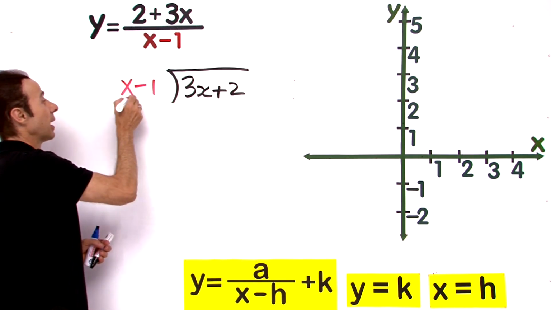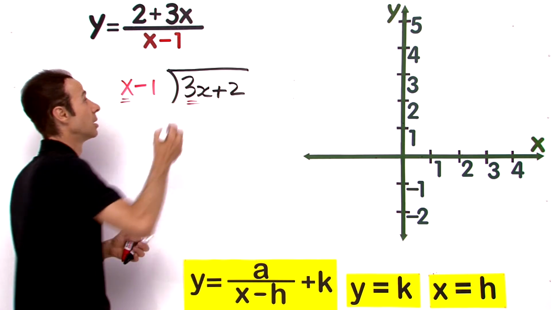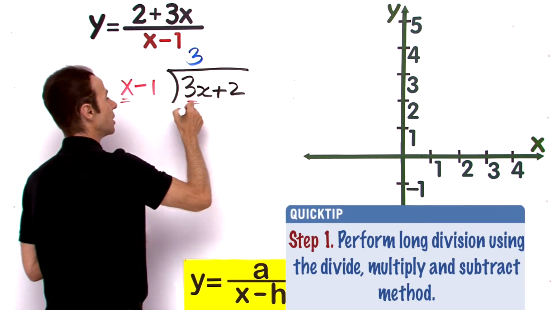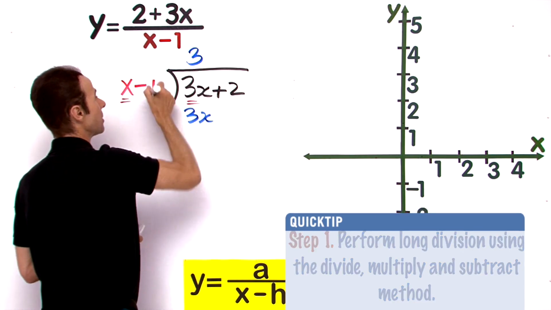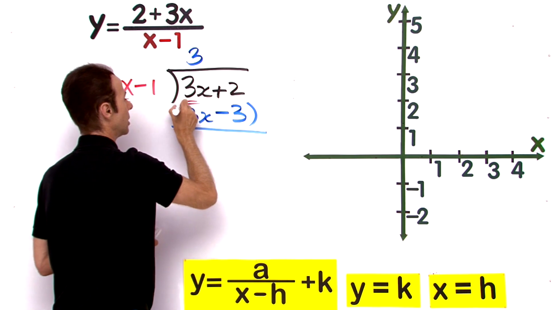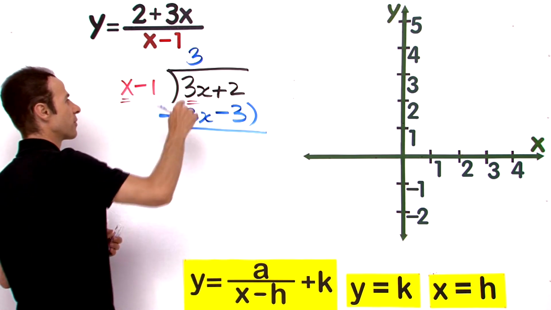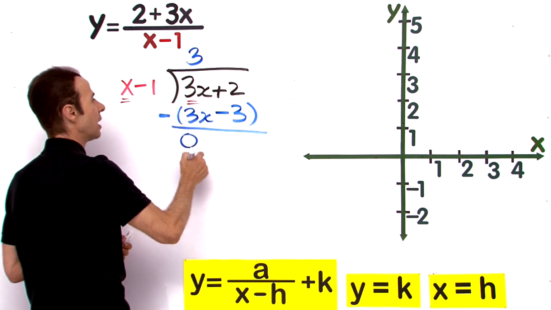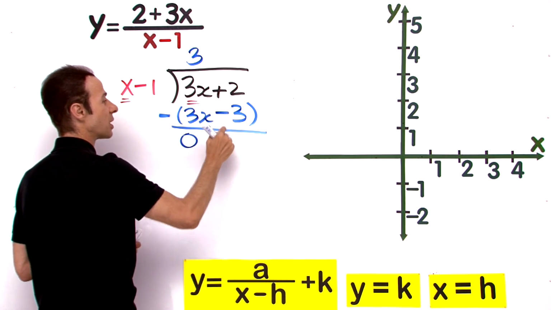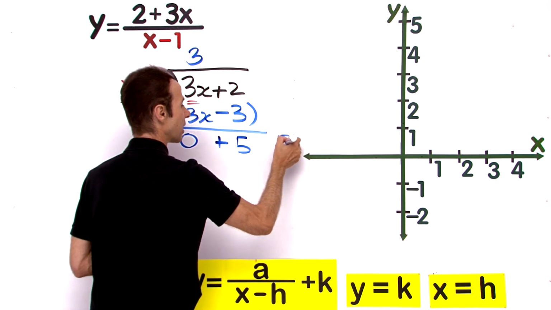So let's divide x into 3x. How many times does x go into 3x? It goes in 3 times. Now we multiply. 3 times x is 3x. 3 times negative 1 is negative 3. So now we subtract. Put a minus there. So what do we have now? We have 3x minus 3x. That's a 0. We have 2 minus 3. That means plus 3. So 2 plus 3 is a plus 5. So that's our remainder. Remainder equals 5.